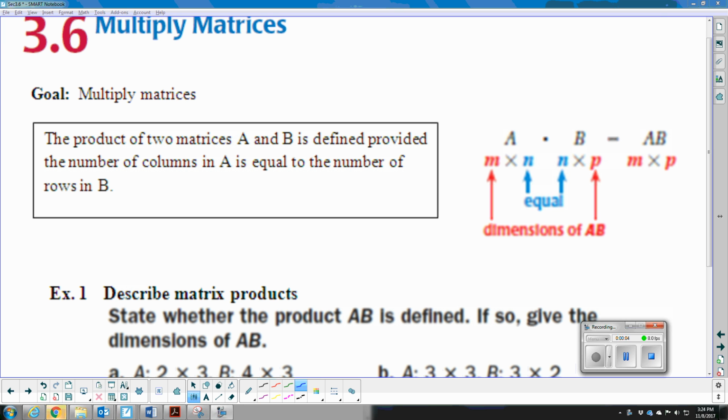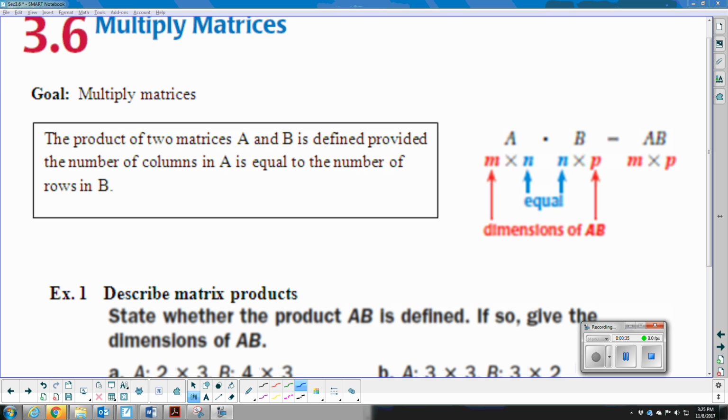This is lesson 3.6 and it's about multiplying matrices. So with adding matrices, if you remember back to 3.5, we had to have the same dimensions. The rows and columns had to be the same in order to add matrices because we were adding corresponding elements. So go back to 3.5 if you don't remember that, and just refresh before you move on to multiplying matrices, because this is a little more complicated and there's a few extra steps.